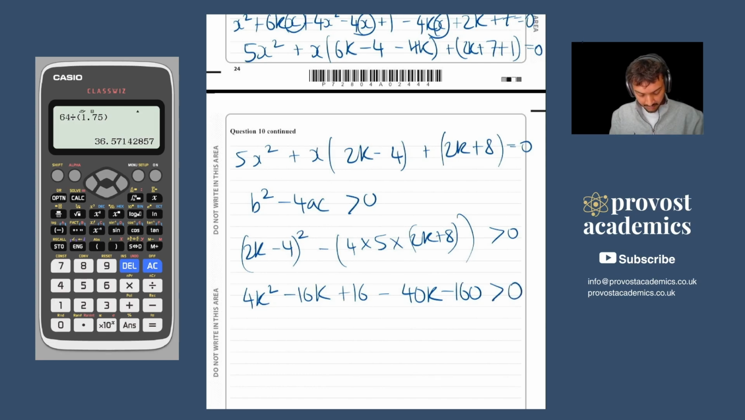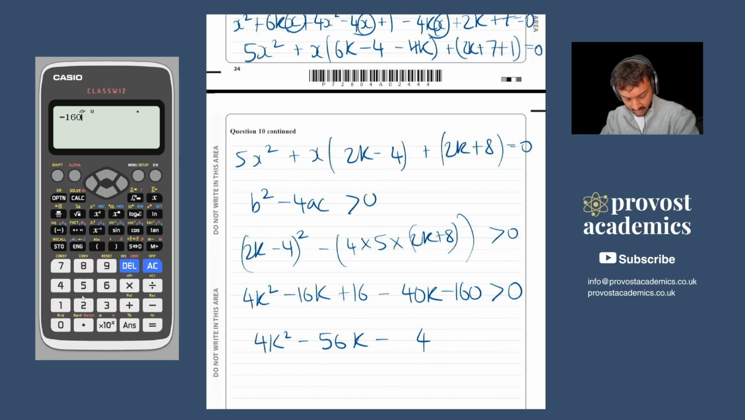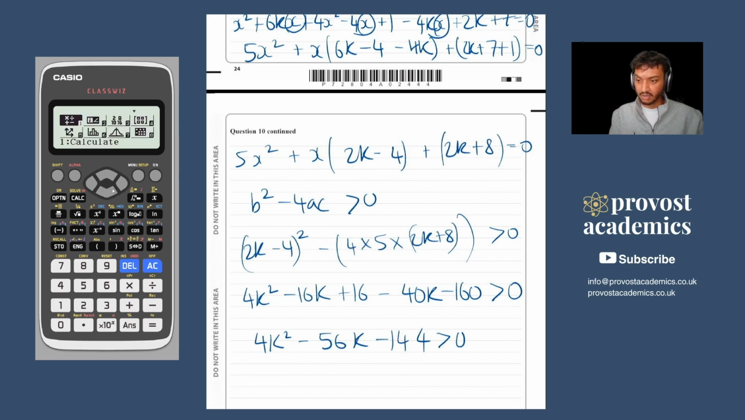So finally, if I simplify everything again, I get 4k² − 56k, and then I have minus 4... Am I bugging? I think I'm bugging. That's 160, nope, 160, which is minus 160 plus 16, that's minus 144. No, I wasn't bugging. So 144, that's greater than 0. We can divide everything by 4, but honestly we're going to use a calculator anyway, so we will quickly find the solutions.